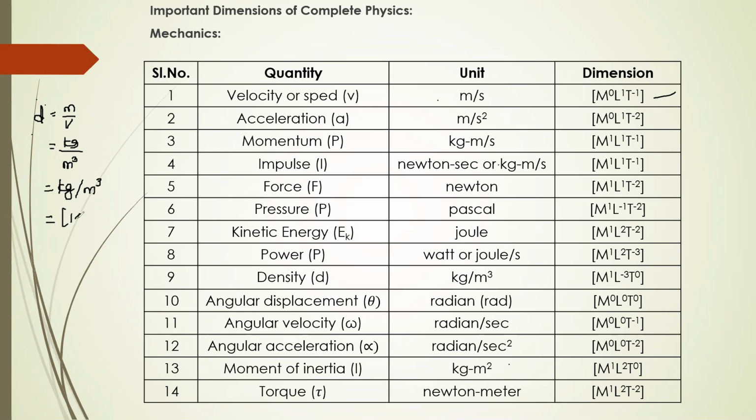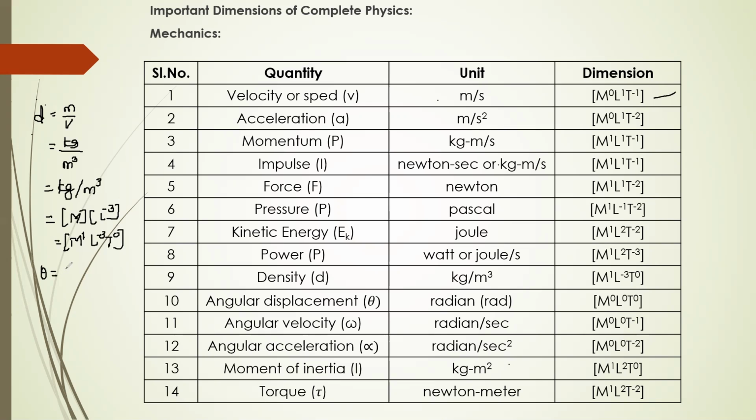Mass is M, volume is L raised to 3, but it is in the denominator, so therefore it becomes L raised to minus 3. So this is nothing but M raised to 1, L raised to minus 3, T raised to 0. This is for density. Then next we have angular displacement, that is theta.